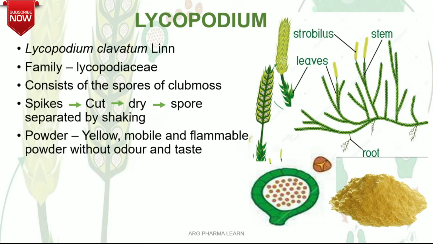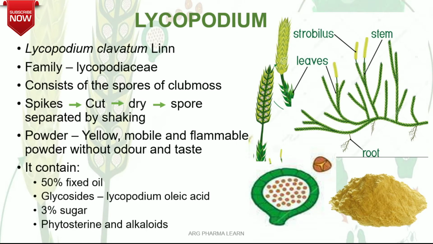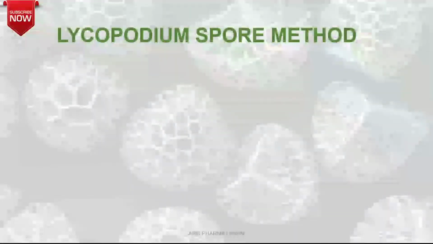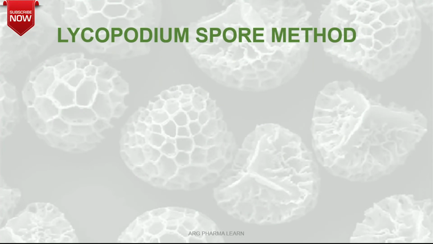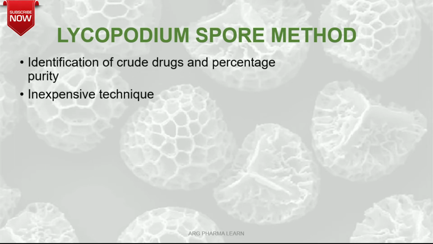This powder is yellow in color, extremely mobile and flammable, without odor and taste. It contains 50% of oil and glycosides of Lycopodium oleic acid, 3% of sugar, and phytosterine and alkaloids. Mostly these plants grow in North America, Russia, Poland, India and Pakistan. The Lycopodium spore method is used for the identification of crude drugs and their percentage purity. It is an inexpensive technique with an official status.